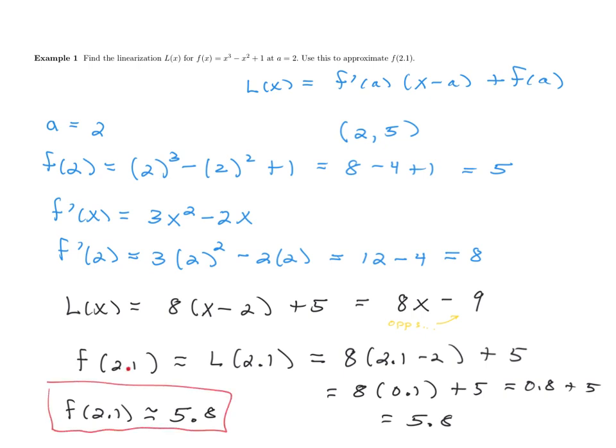Now, you could have easily just put 2.1 into this formula and computed something close to 5.8. However, the point is, in the linearization, it'll be pretty close to this, and it's much easier to compute something that is in a line as opposed to this function, which is a cubic equation.